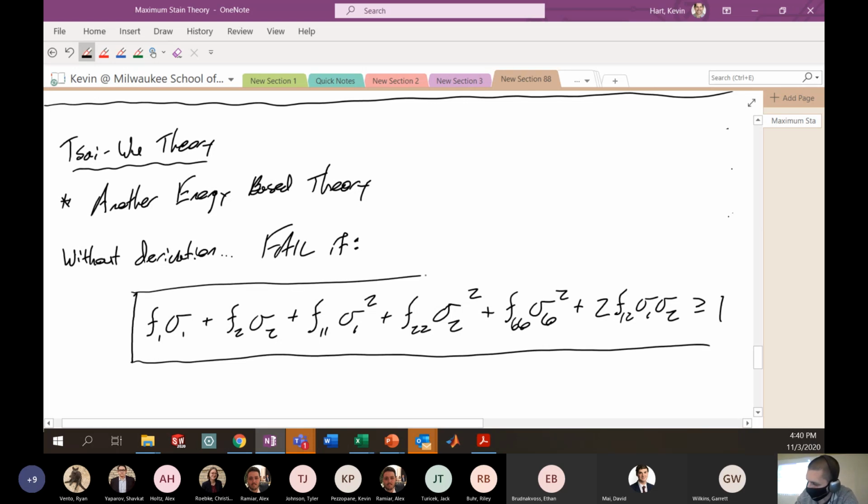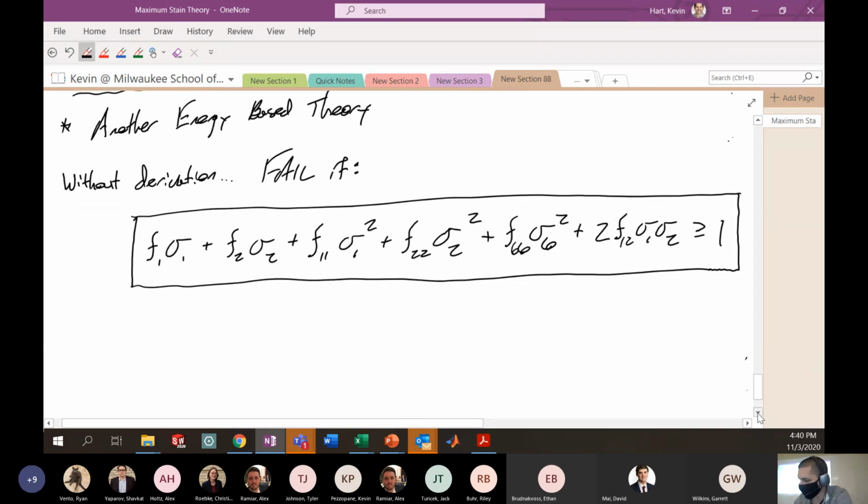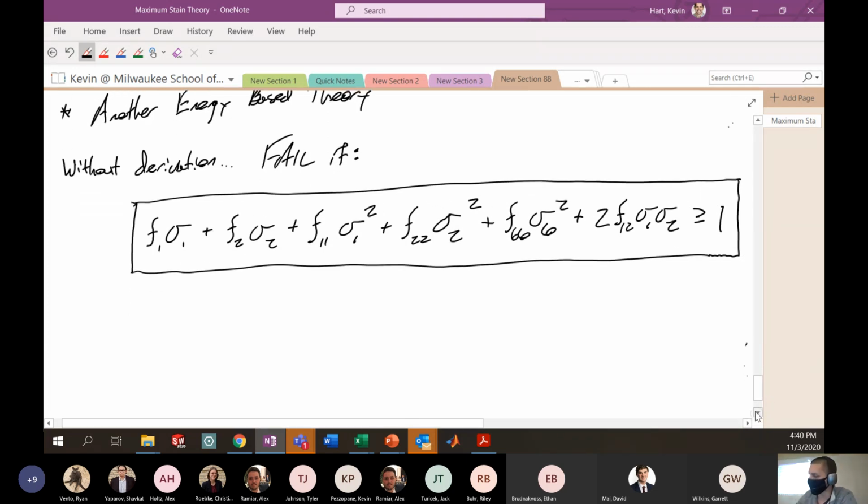So I know you're all begging me: what is F1, F2, etc.? This is another energy-based theory. It has very similar ideas where these F terms are again going to be normalizing the stresses in the various directions. But here we've included lower and higher order energy terms. So it makes this theory probably the most accurate of all of them that we've talked about.